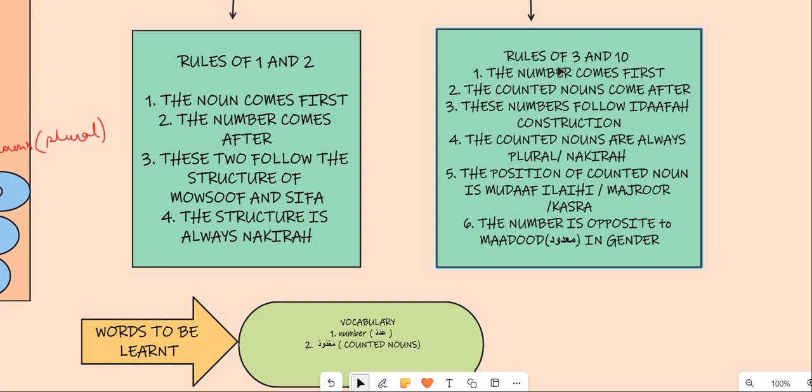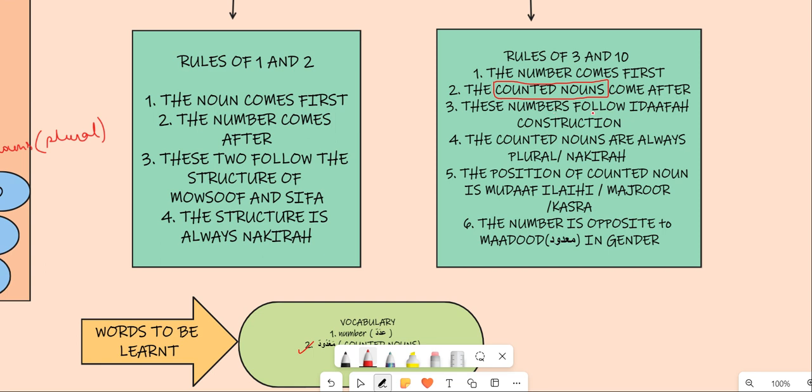For the rules of 3 to 10, the numbers come first. Now, it's just the opposite of the rules of 1 and 2. The number comes first and then the counted noun. The counted noun is known as ma'dud in Arabic, and I have given it here, so you can see the spelling here. The counted noun comes after the number.